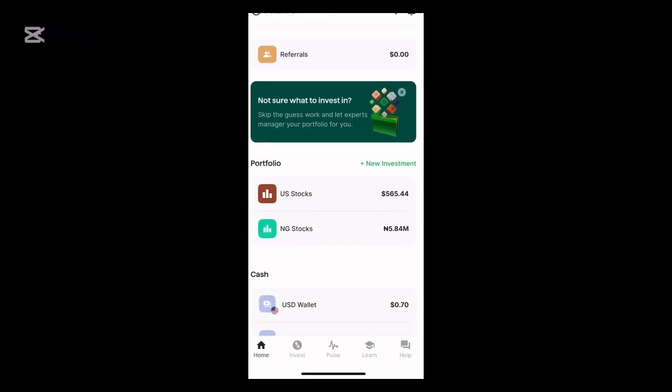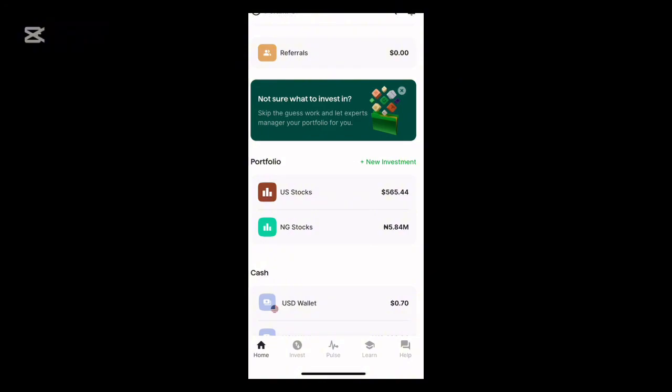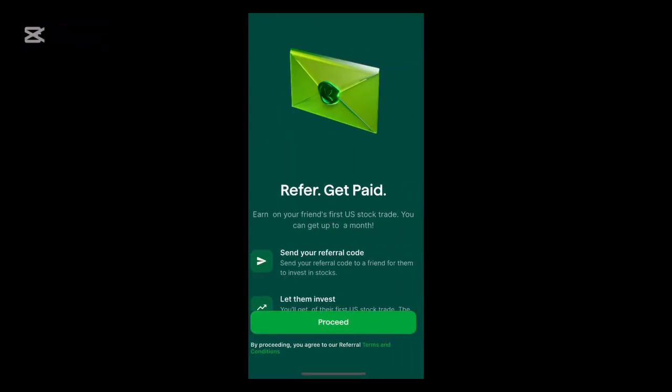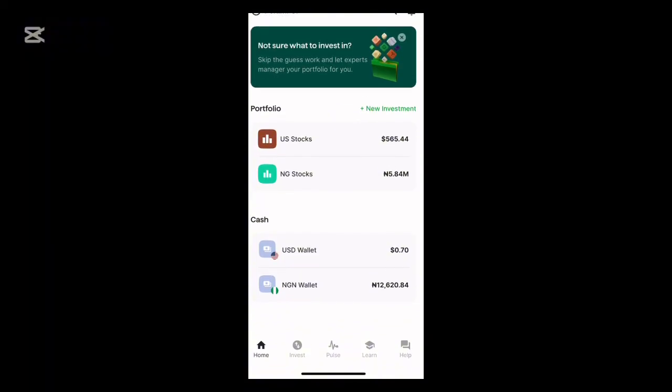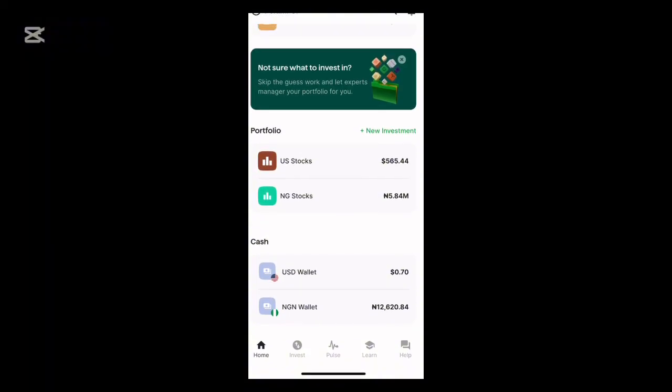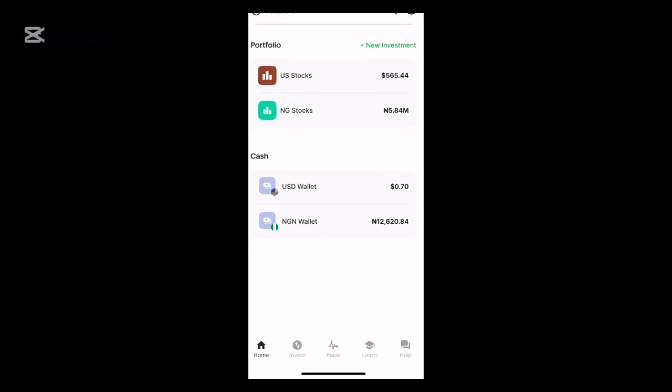Then you have the referral, which is how much you've made from referrals. Bamboo has this referral program where you can share your code for new people who wish to register with Bamboo, and then you get 2.5% of their first US investment. So you click on this, click on proceed, and you get your referral code. If you scroll down, you see your portfolio. Under portfolio, you see US markets, US stocks, and NG stocks, which is Nigerian stocks. Then when you move further down, you see cash, and under cash you see USD wallet and Nigerian wallet.